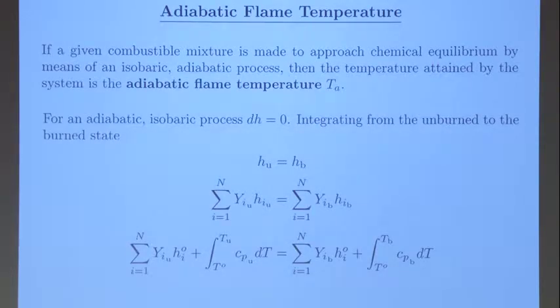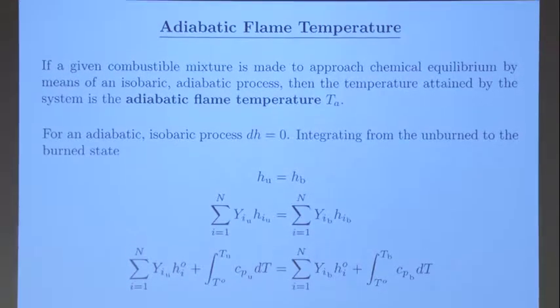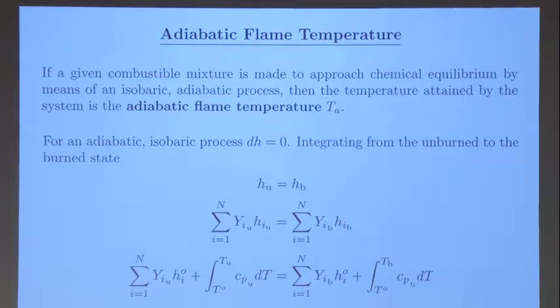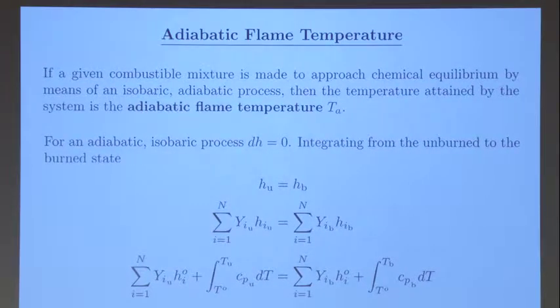Okay, so the next thing I want to quickly go through, and again, I'm sure that you have all heard about this and you know about it, but I want to go through it also because of the notation: the adiabatic flame temperature. If a given combustible mixture is made to go to chemical equilibrium by means of an isobaric, constant pressure, adiabatic process, the end temperature is called the adiabatic flame temperature. So under constant pressure, the change in enthalpy is zero. So H unburned is H burned.